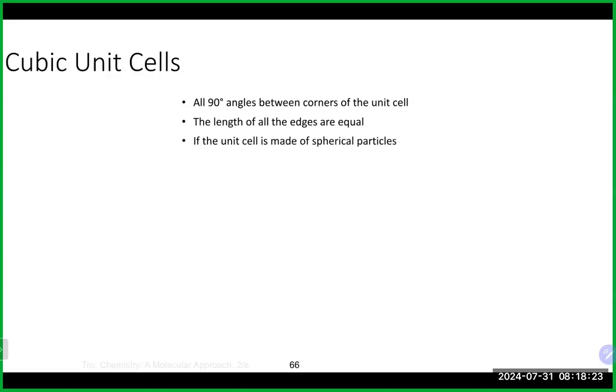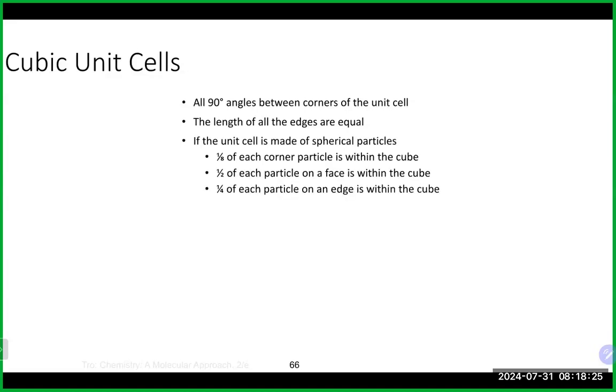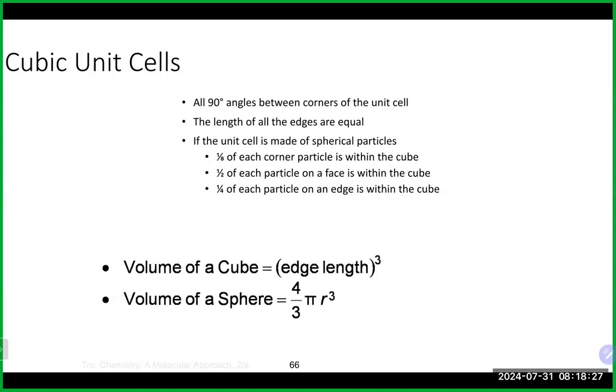So when we look at cubic unit cells, which is what we're going to mainly focus on here, a couple of things. They all have 90-degree angles at the corners. The lengths of all the edges are equal. And if a unit cell is made of a spherical particle, 1/8 of a corner particle will be within the cube. If it's on the face of the cube, it'll have half of a particle. And if it's at the edge, you'll have a quarter of a particle within it.